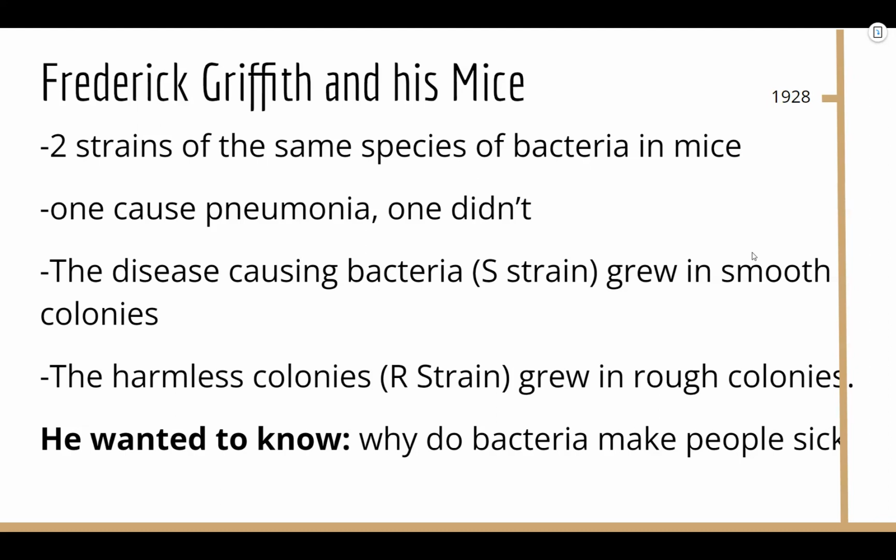So it looked really smooth when he grew it on a petri dish. So he called it the S strain for smooth. And it caused pneumonia. So where it says S strain, which caused pneumonia and grew in smooth colonies, pneumonia is right here. It starts with a P. And he also had the R strain. The R strain is harmless. It does nothing. There are so many harmless bacteria living on and in your body right now. So these were his two bacteria strains that he used to set up his experiment.